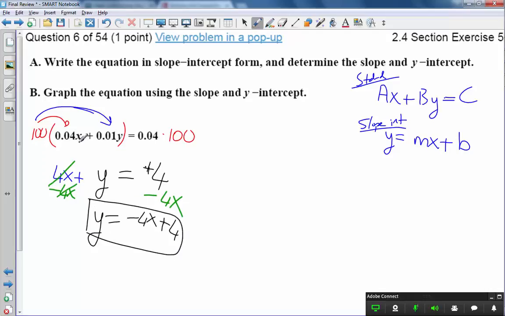Why is this form superior to this one? Why did we quit this one and change it to this one? Because you can read two valuable pieces of information here without any computation. Just read two important facts about this line. First, you can read its slope. The number here in front is the slope. That's why they want us to change this. And the other one is the y-intercept.